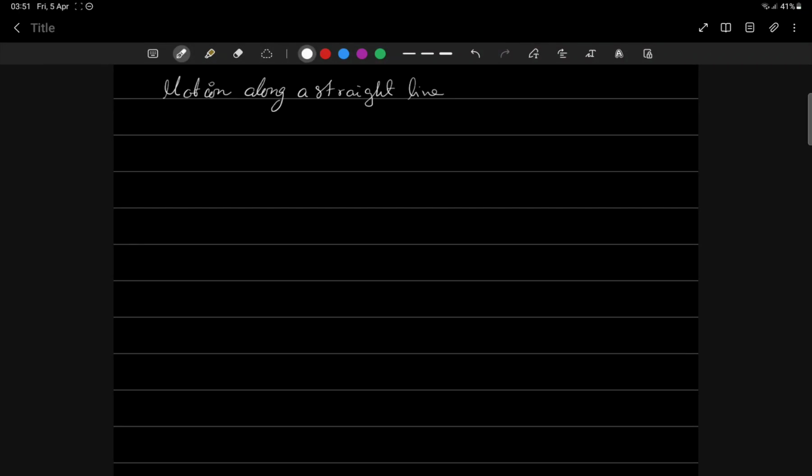Hello everyone. Today we're going to be talking about motion along a straight line. We're going to be explaining average velocity, average speed, and the difference between them.